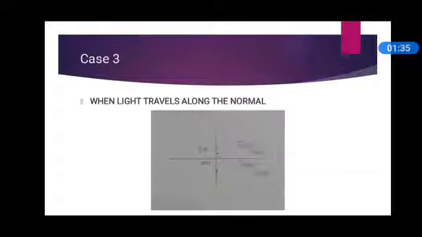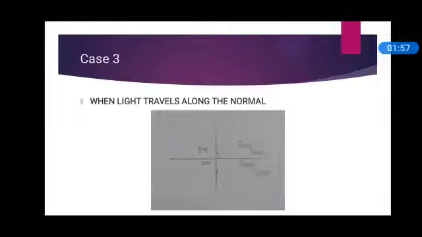Case 3 is a special case when light travels along the normal. Here, the light ray is incident normally to the second medium. There is no bending of light taking place, but there is a change in the speed of light as expected. Here, angle of incidence I is 0 and angle of refraction R is also 0.